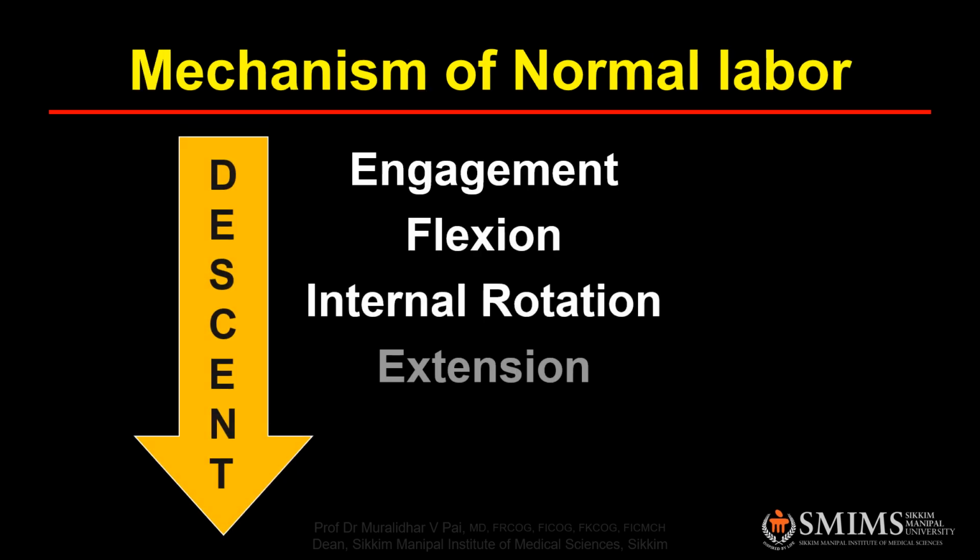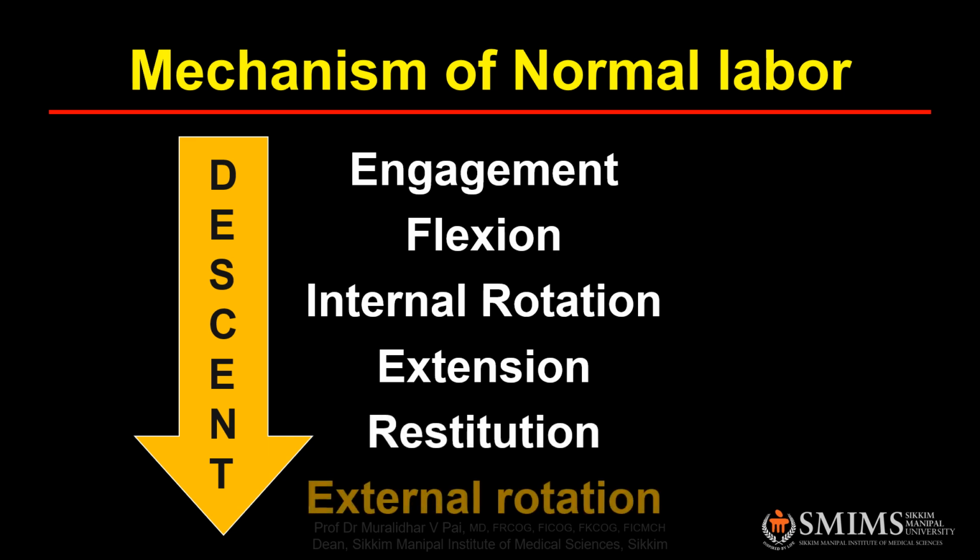After restitution of the head, it's time for the shoulders to deliver. Again, whatever part has to deliver should align in anterior-posterior diameter of the outlet. So now the shoulders have to rotate. The internal rotation of the shoulder corresponds to the external rotation of the head. That is because when the shoulders rotate, the head obviously rotates unless it is forcibly kept in its position.